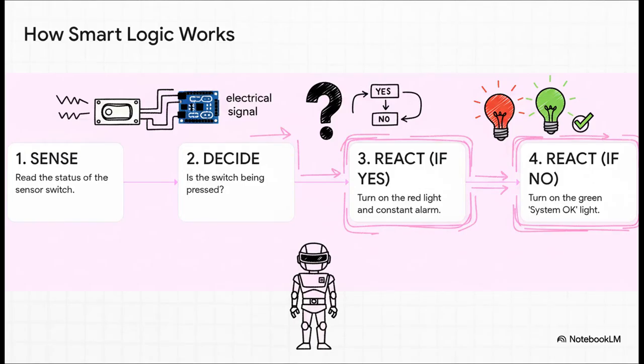So how does this smart logic actually work? Well, it's a really simple but powerful 3-step dance. First, it senses. The Arduino checks the signal from the switch. Second, it decides. Is that switch being pressed? Yes or no? And finally, it reacts. If the answer is yes, boom, the alarm goes off. If the answer is no, it just keeps that friendly green all clear light on. See? It's not a movie on repeat anymore. Now it's a guard on duty.